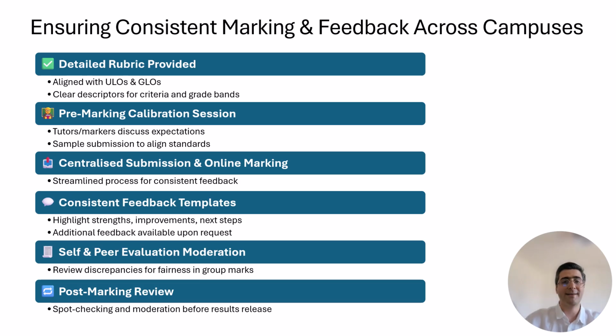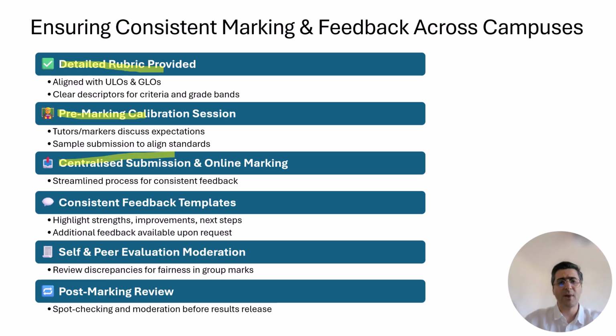To ensure consistent marking and quality feedback across campuses, we follow a structured approach. First, a detailed rubric is provided to all markers. The rubric clearly defines criteria and grade bands, helping maintain consistent standards. Before marking starts, we conduct a pre-marking calibration session where tutors and markers discuss expectations and review a sample submission together.